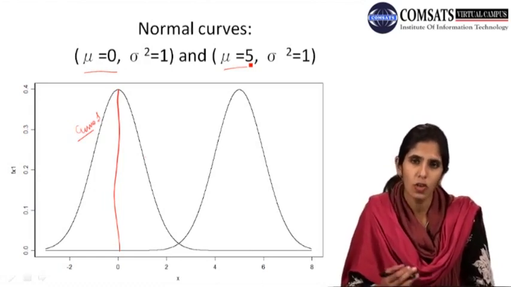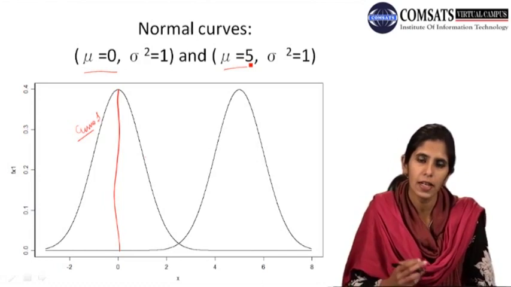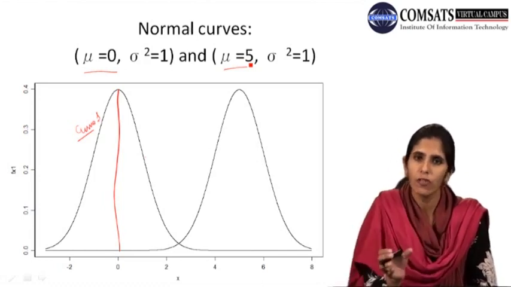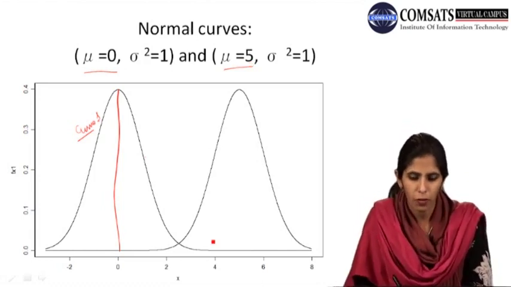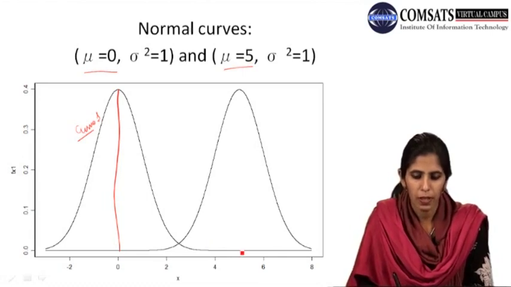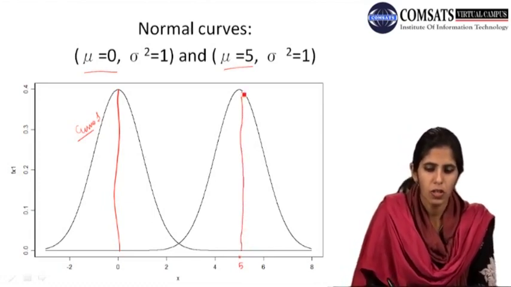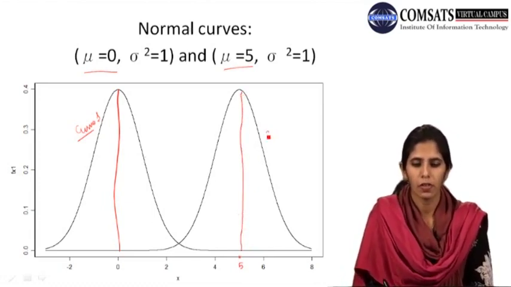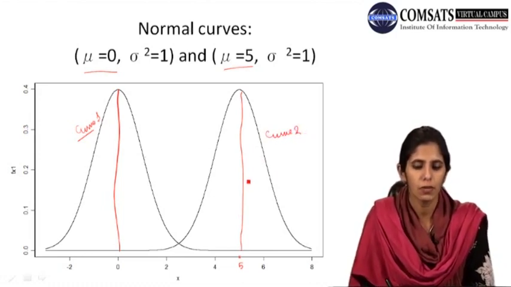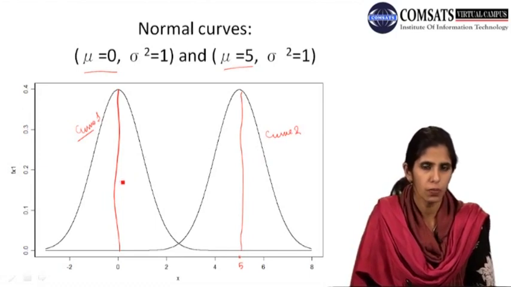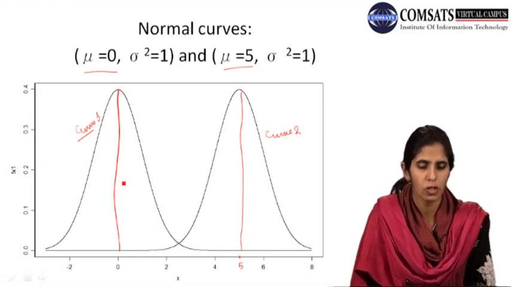If our mean changes from 0 to 5, in that case the entire curve will shift from 0 to 5. So therefore we have come up with another curve which has a mean of 5. So curve 2 shows that mean is equal to 5 and curve 1 shows that mean is equivalent to 0.